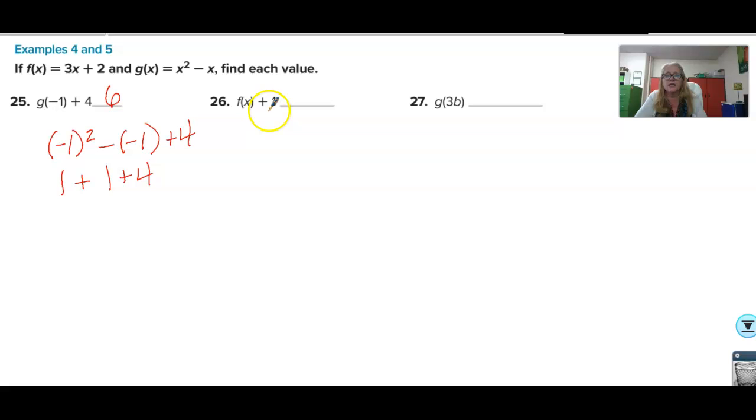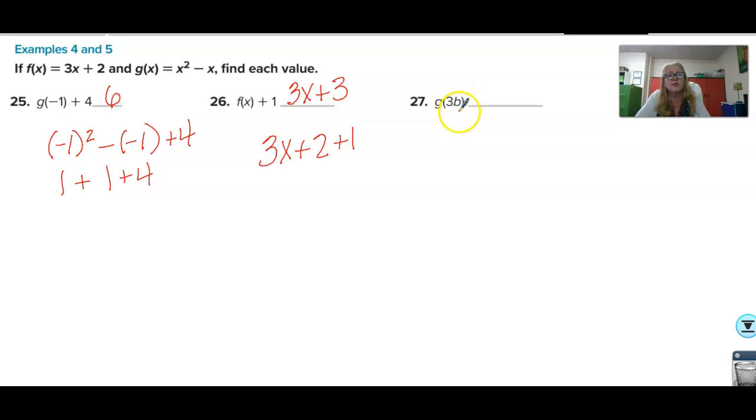Here we have f of x plus 1. All right, so we're just going to leave x. We're not going to substitute x. We're just going to leave x. We're going to have the 3x plus 2, but then we have to add 1 to it, which gives us the equation 3x plus 3. That's as simplified as you can make that one.